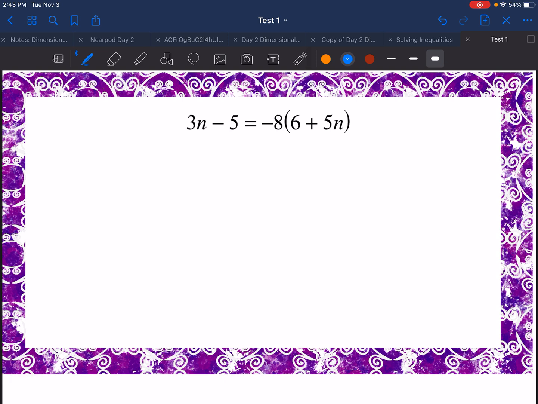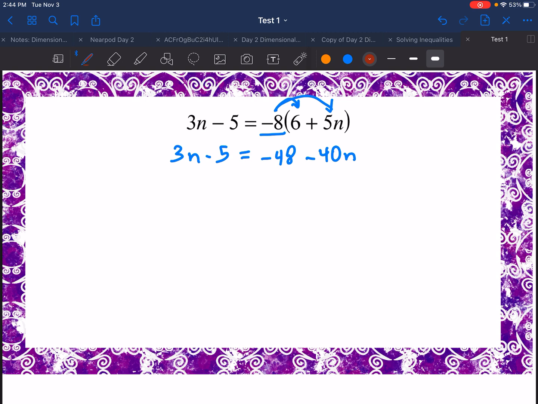Okay, here's how you do this one. I have negative 8 on the outside of the parentheses. I'm going to distribute negative 8 times 6. Well, that's negative 48. Negative 8 times 5n, negative 40n. I'm going to bring everything down on the left side of the equal sign.